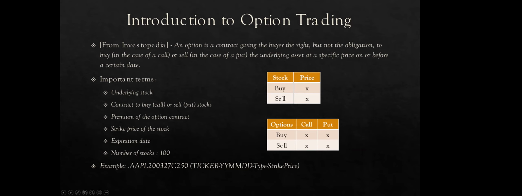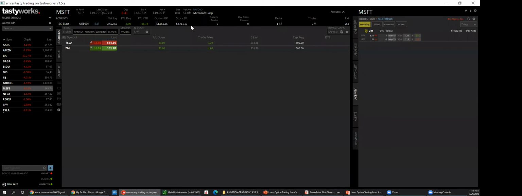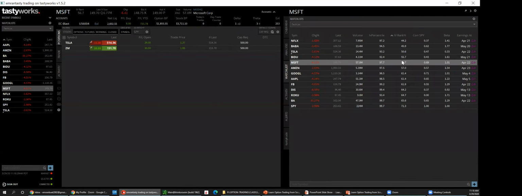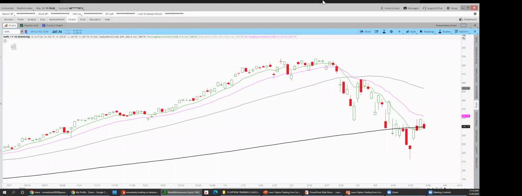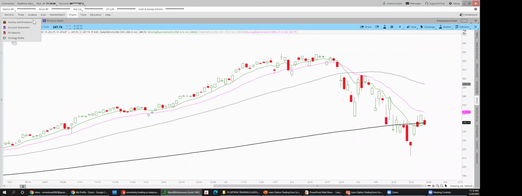So the tastyworks platform looks like this. If you can see the screen, this is the tastyworks platform. You can see the list of stocks, and there are a few other interesting things. In the watch list, you can sort based on volatility, implied volatility, and also the IV rank. Some platforms will not give you that IV rank. And the tastyworks network looks like this, and you can have all the screens and everything.